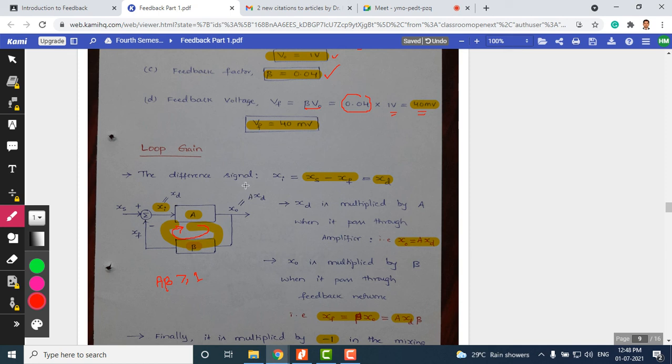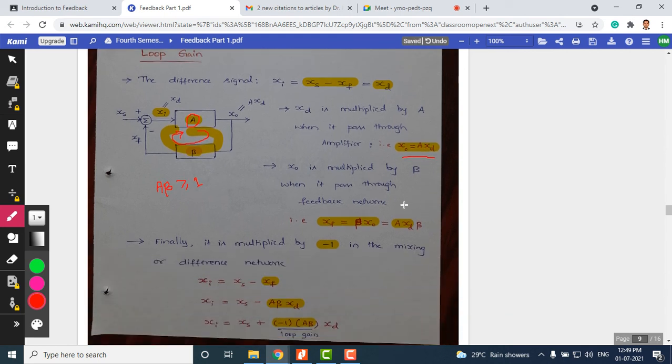That needs to meet the requirement to generate oscillations in a positive feedback circuit. Now, the difference signal you can calculate here as xi, or you can also label it as xd. The difference signal is xs minus xf, because the type of feedback here is negative feedback. The xd is multiplied by A when it passes through the amplifier. So we can write x naught as A times the difference signal xd.